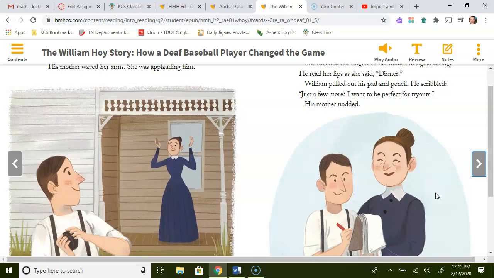William pulled out his pad and pencil. He scribbled, "Just a few more. I want to be perfect for tryouts."